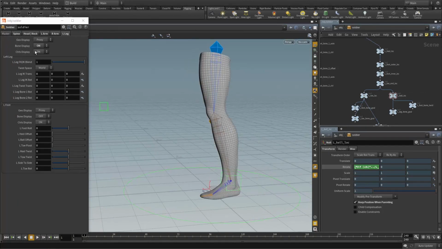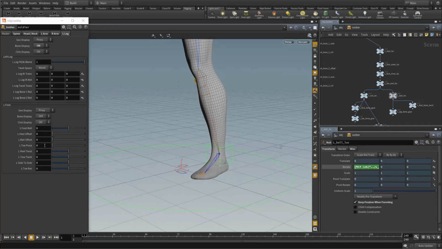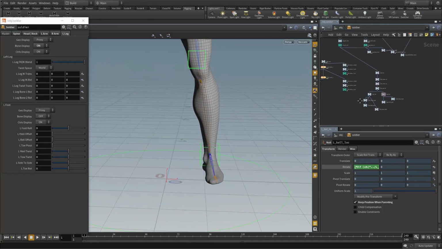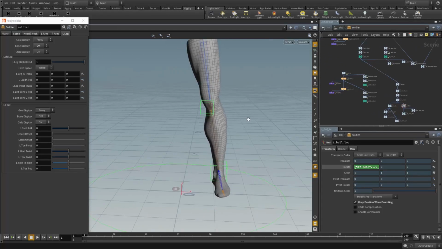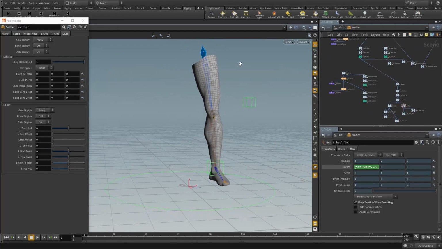So we have our parameters for display of both the leg and the foot. We have our foot roll all set up. So now we just need to promote a couple more parameters from our foot into our parameters. And that will be that. And then right after we do that, we'll mirror this whole setup from the left side to the right side, just as we did with the arms.